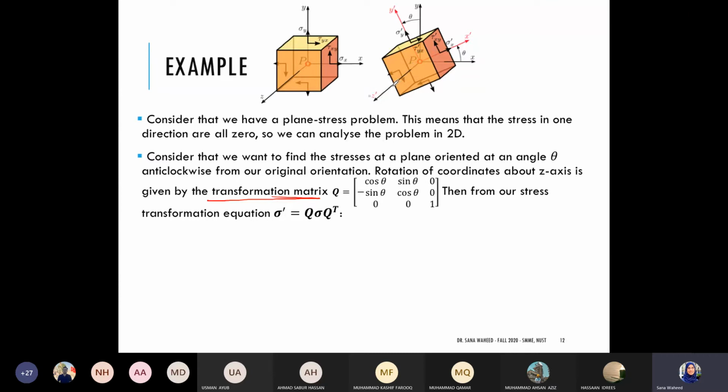Then, as we have discussed, our new stress tensor, which incorporates the stress vectors in the mutually perpendicular x prime y prime directions, is found by using this transformation matrix. If I just apply this, please note that I can view this problem in 2D. Why? Because there is no sigma zz, no tau xz, no tau yz, none of that, right?